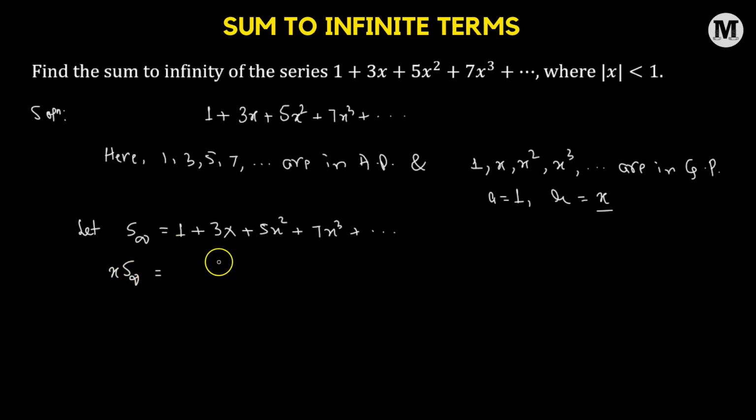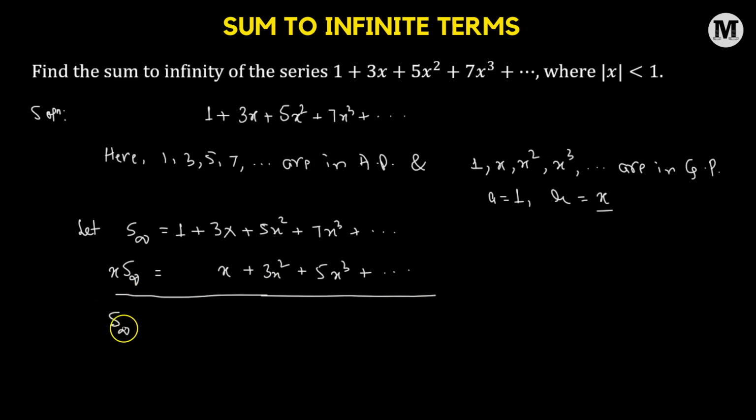So x times 1, the first term, gives us x, but we're going to write it below 3x. The next term is 3x, so when we multiply with x, that becomes 3x squared. Then we have 5x cubed, and this is going to go on up to an infinite number of terms.